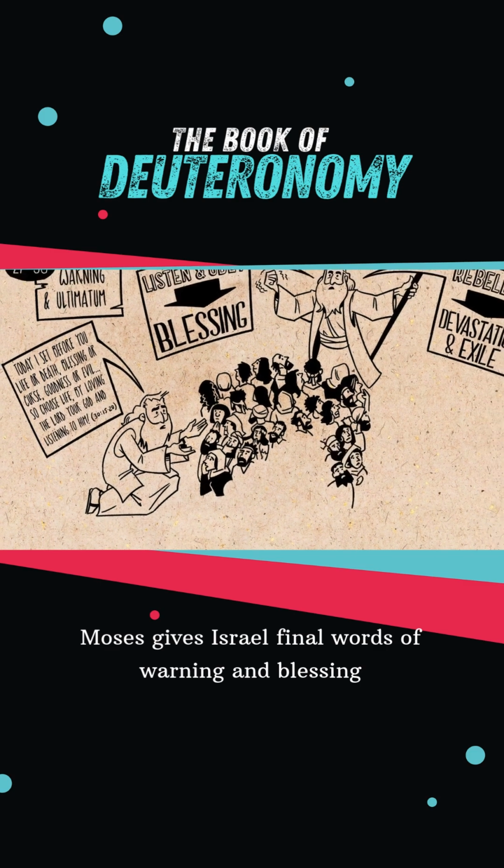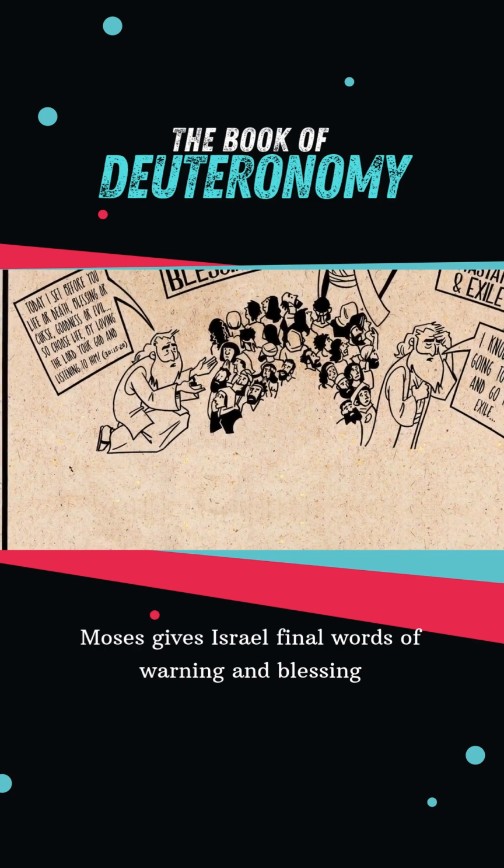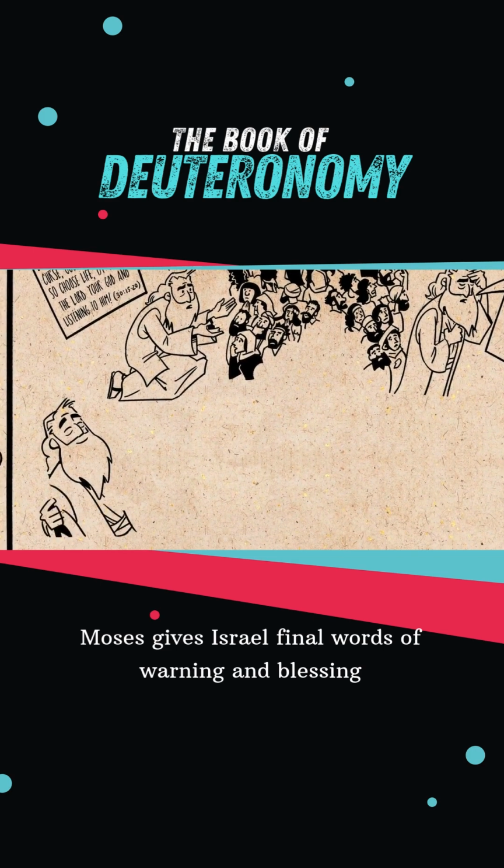But then Moses says this. He says, "I know that after I die, you're going to rebel and turn away from God and end up in exile." Which is kind of a downer. But then again, he's been with these people for decades, and it becomes clear that his hopes are not very high. But all is not lost, Moses says.